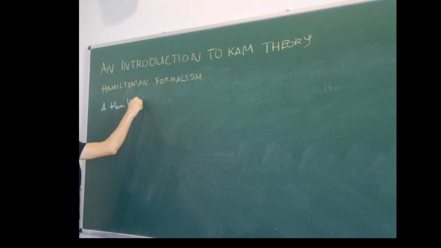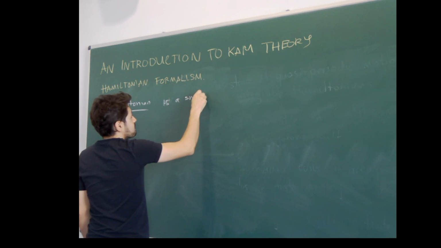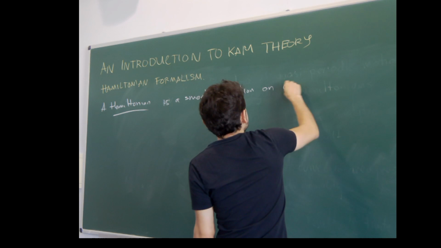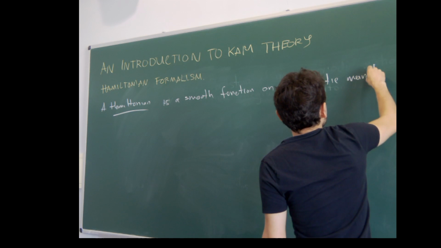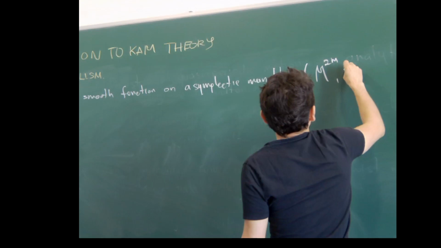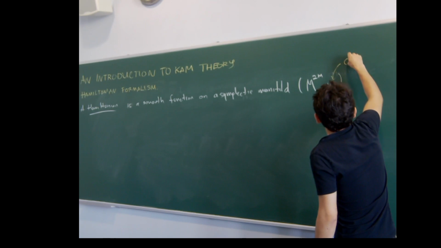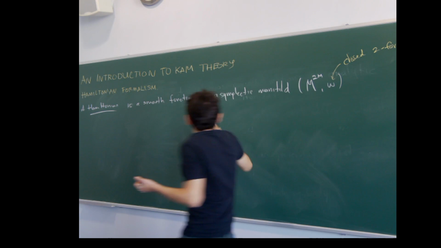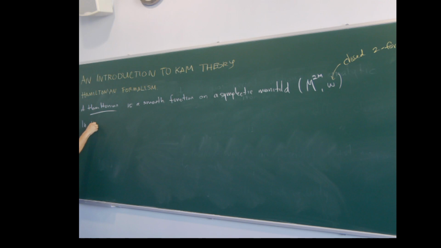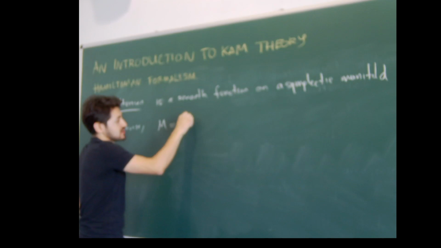is just a smooth function on a symplectic manifold. So we have a smooth function defined here, a smooth real function. This is my symplectic manifold, with a symplectic form, which is just a closed two-form. But I will not work in any symplectic manifolds, so in this course, we'll only focus on this one. M will be the m-dimensional cylinder.